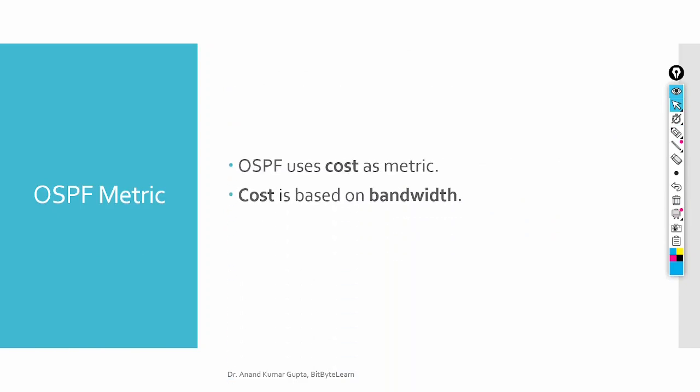Moving forward, we have the OSPF metric, which is how OSPF determines the best path. It uses cost as a metric. Cost is nothing but the bandwidth of the network. The lower cost means a better path.